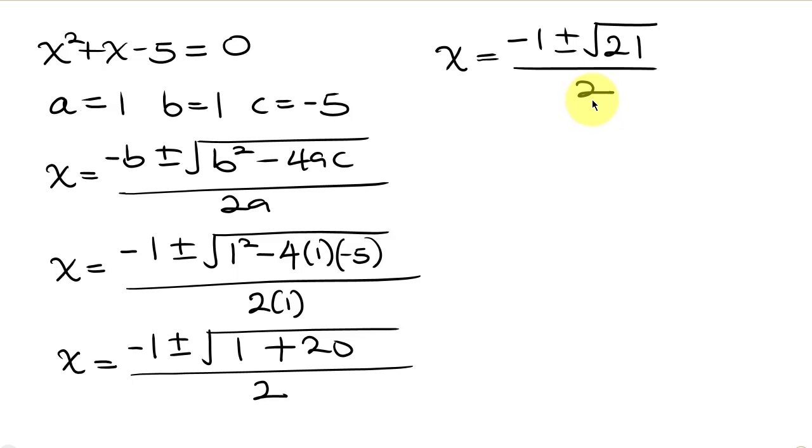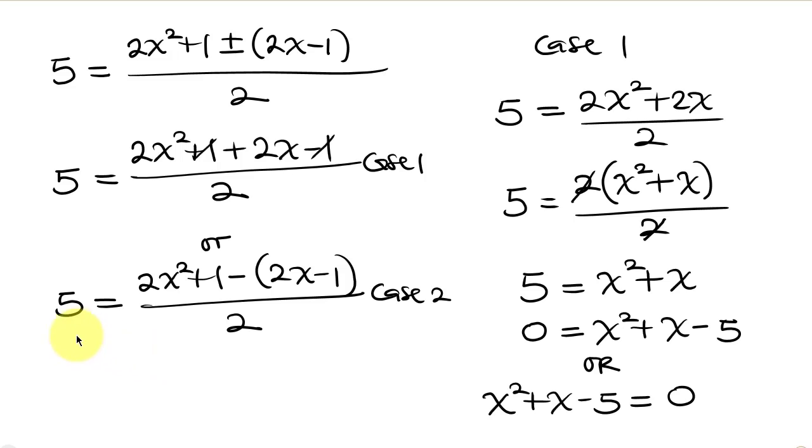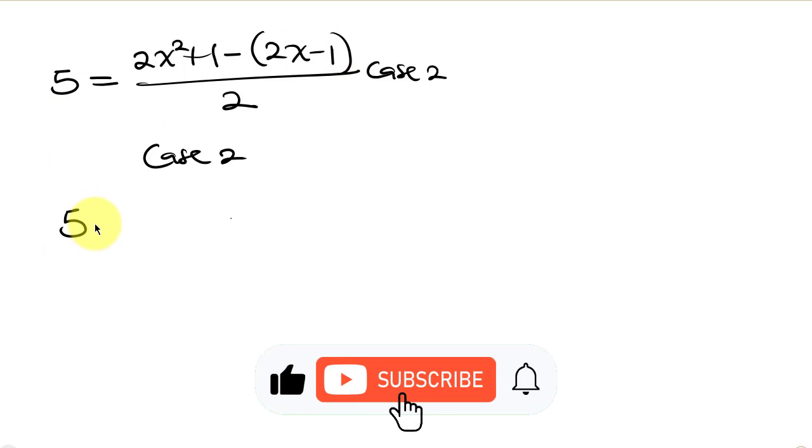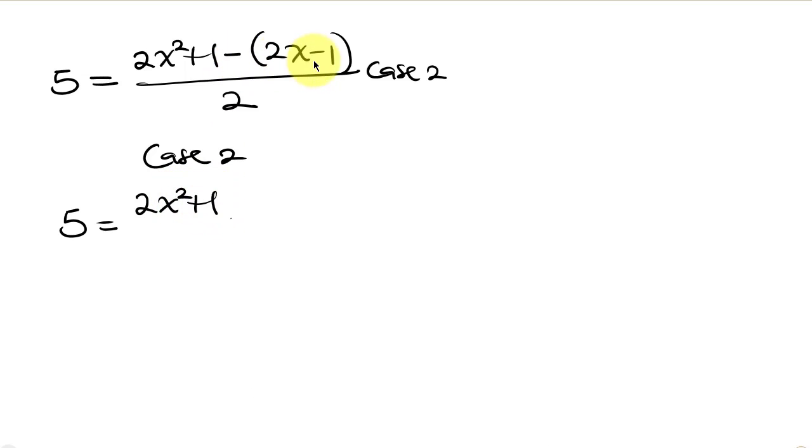So now let's go for our case 2. Case 2. So let's remind us of our case 2. So here is our case 2. Now let's go ahead and solve this. So for our case 2, now let's open up this bracket. So we have 5 to be equal to 2x squared plus 1. Using this negative to open up the bracket, we have negative 2x. And then negative times negative is positive 1. Very good. All over 2.